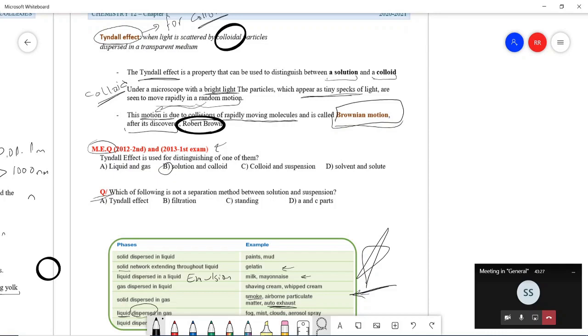We have one last question. Which of the following is not a separation method between solution and suspension? So this is a very good question.